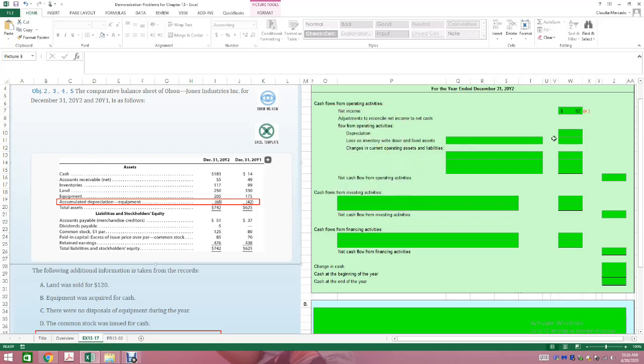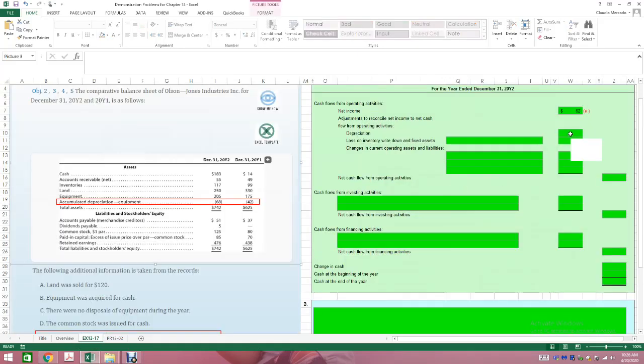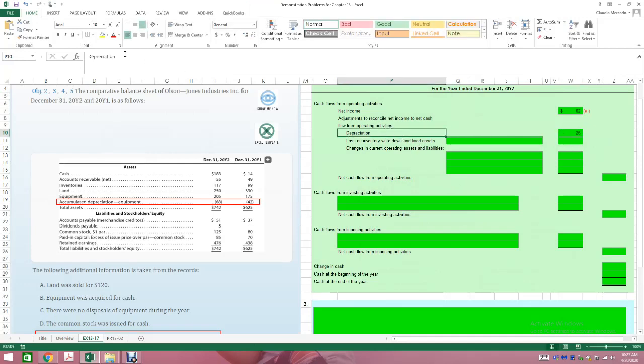According to our diagram, depreciation gets added. So I'm going to add the $26 depreciation. And right here, next to depreciation, I'm going to do the $68 minus the $42, which gave me the $26. And this is coming from the accumulated depreciation.